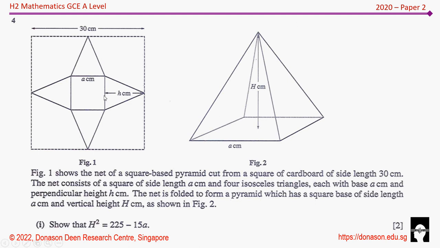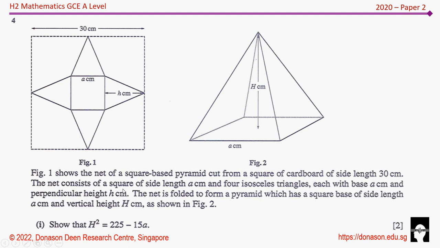Let's look at this question. Figure 1 shows the net of a square-based pyramid. You can see here on figure 1, cut from a square of cardboard of length 30 cm. It's already marked on the diagram here.